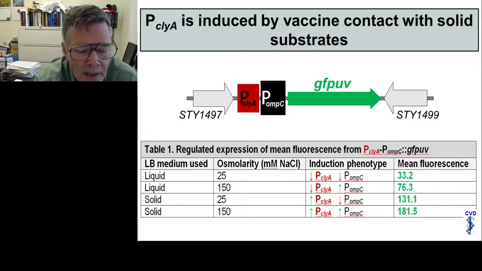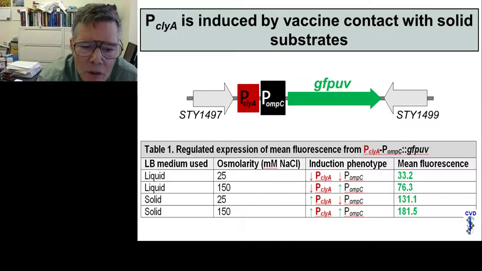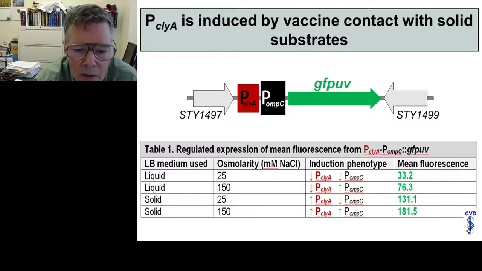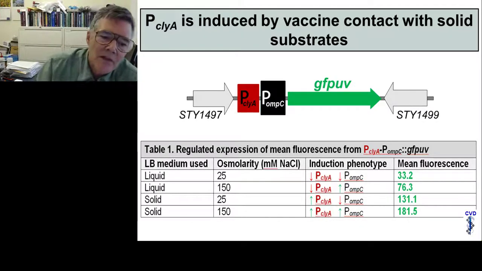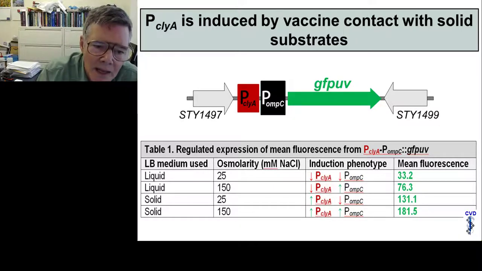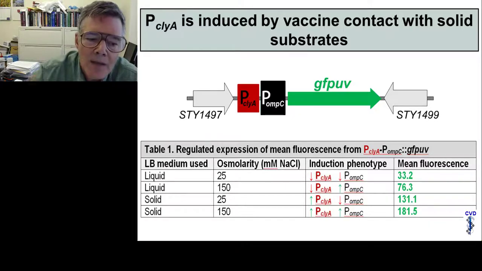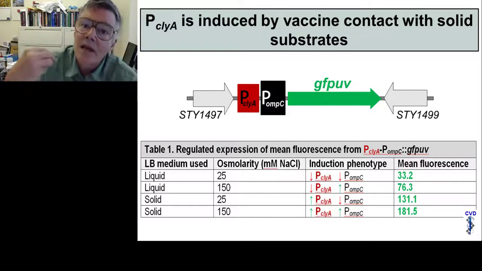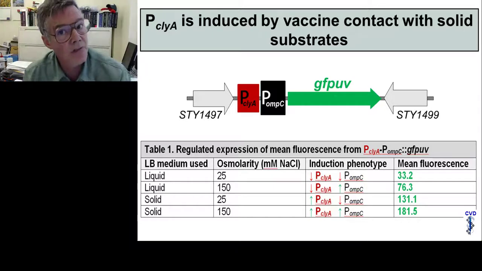And then when we plated on solid media with 150 millimolar sodium chloride, in other words, inducing conditions where both the Cli-A promoter and the OMP-C promoter are on, we got very high fluorescence of almost 200. So this showed me that Cli-A could be another locus for integration, but a very special locus where Cli-A promoters would only turn on upon solid phase induction. In other words, let's say, colonization of the host.